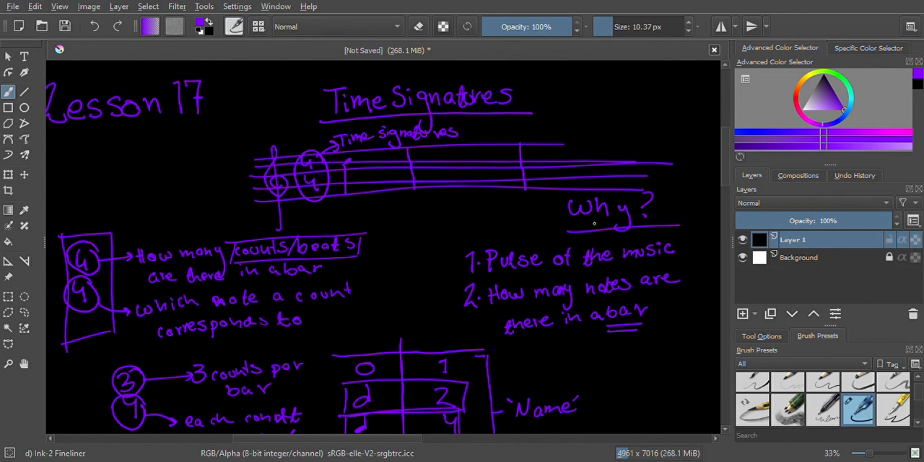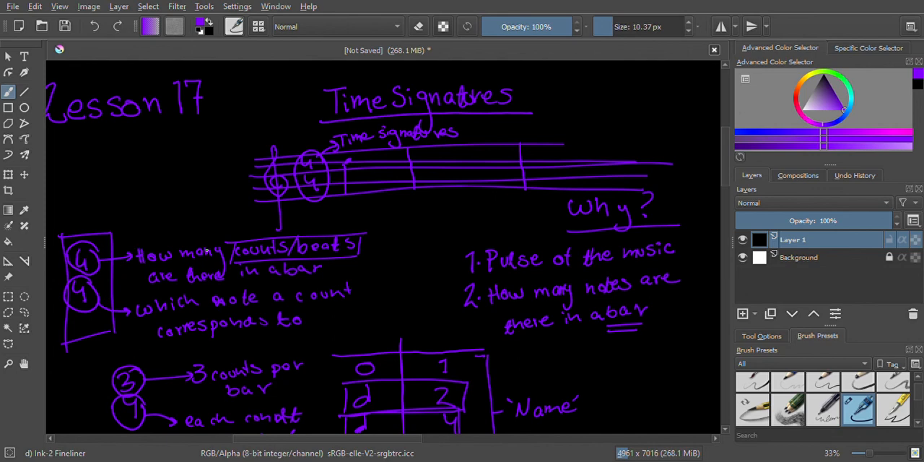We use time signatures for two reasons. Number one, they help us figure out the pulse of the music, and number two, they help us figure out how many notes there are in a bar, or more accurately, how to place bars. So, what's the total value of notes that are allowed to be in a bar? When we're writing time signatures, the top number is telling us how many counts or beats there are in a bar. In other words, telling us how to count the music.